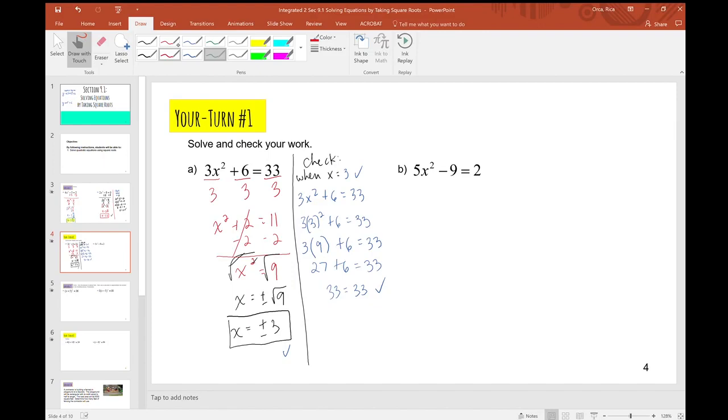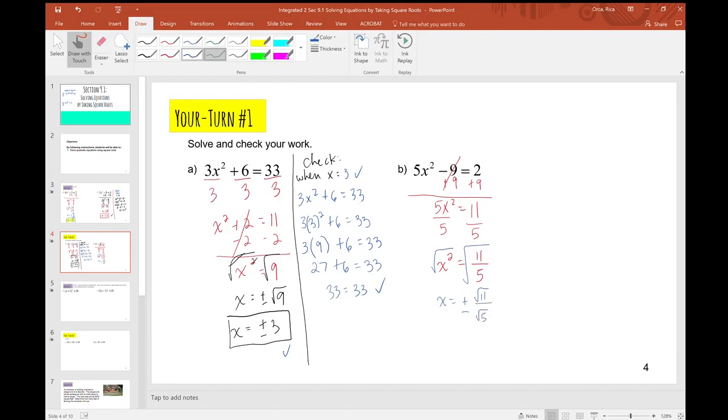We're going to start off by adding 9 to both sides. Now we have 5x squared is equal to 2 plus 9, which is 11. Next, we're going to divide both sides by 5. x squared equals 11 over 5. Now we need to get rid of the square, so let's take the square root of both sides. x equals plus or minus the square root of 11 over the square root of 5.